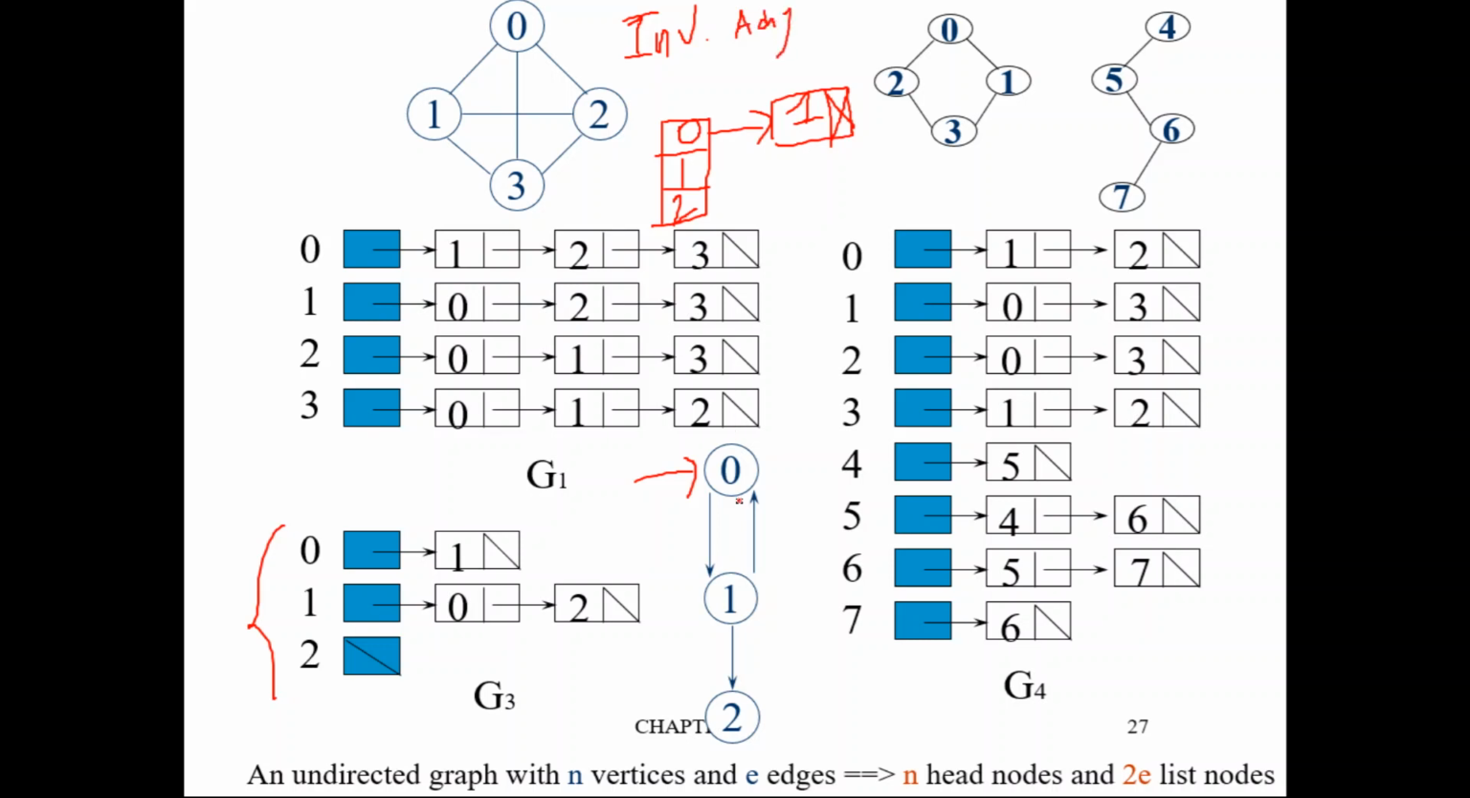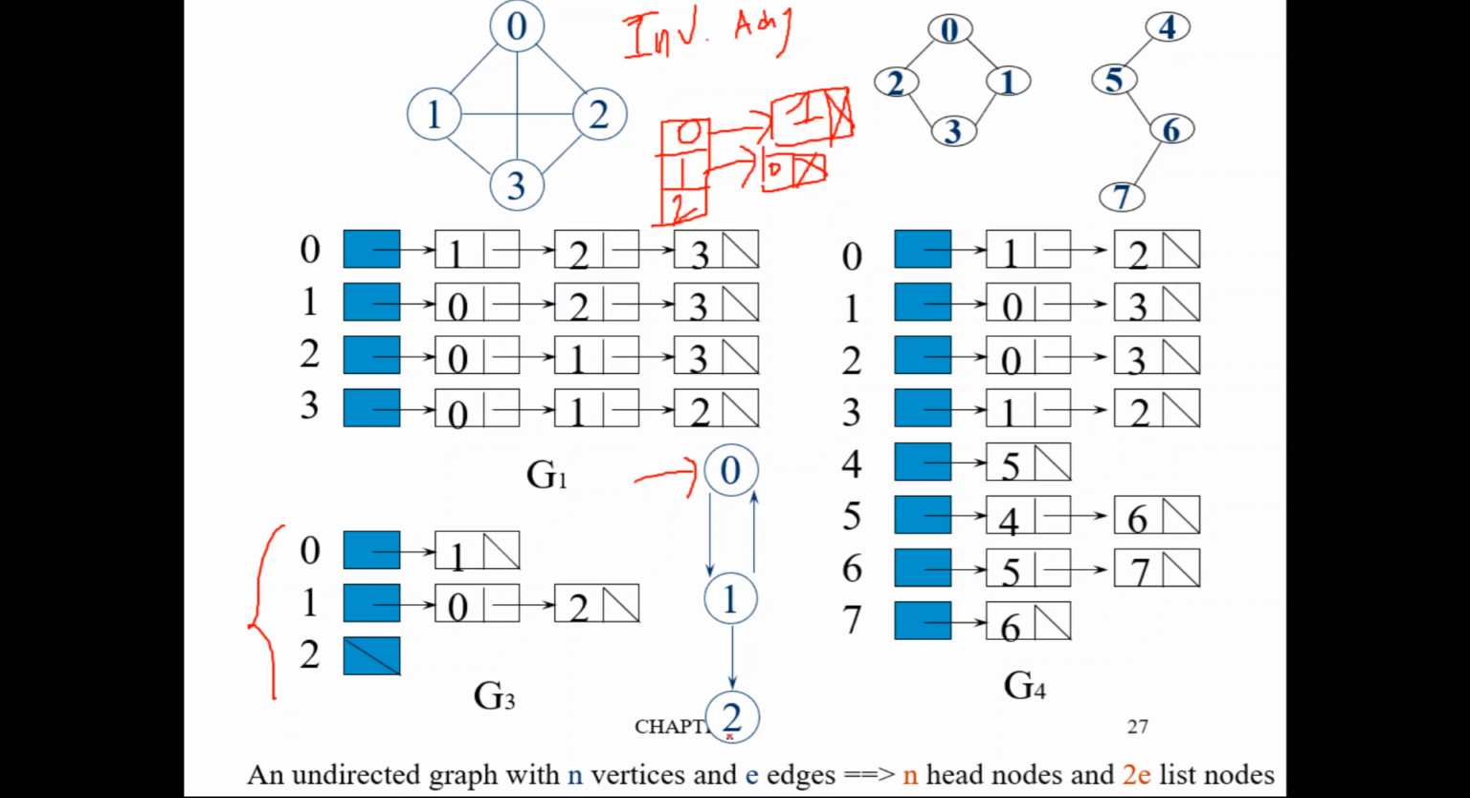Now you take 1. 1 has how many incoming edges? Again, 1 also has only one incoming edge, from 0. So 1 to 0. What does it mean? There is an incoming edge to 1 from 0. There is only one incoming edge, so after 0 there is no pointer.